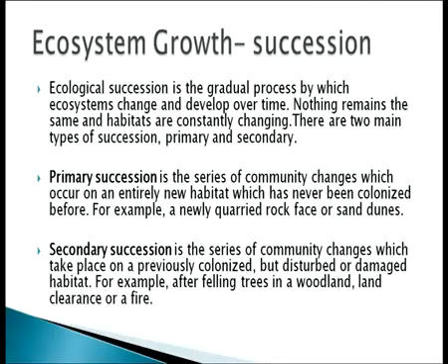The most important functional aspect of an ecosystem is that it is dynamic. Ecosystems change with time, and this process is known as ecosystem growth or succession. So, ecological succession or ecosystem growth is a gradual process by which ecosystems change and develop over time. Nothing remains the same in the habitat; it is constantly changing. There are two main types of succession, primary succession and secondary succession.